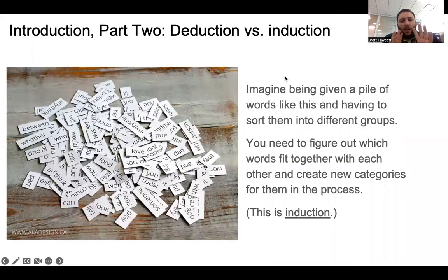Now, we also need to make sure we're all up to speed on the language of deduction and induction. So imagine I give you a pile of pieces of paper with words on them, and you have to sort them into groups. That means you're going to have to figure out, by looking at these words, which ones go with each other. What are some common themes? Where do they fit together? That would be induction, because you'll be creating these categories in the process just by inferring them from what you see, all this unsorted evidence in front of you.